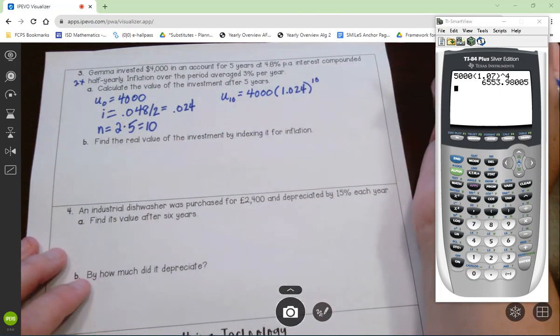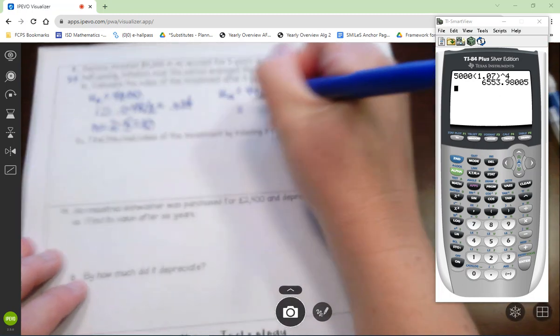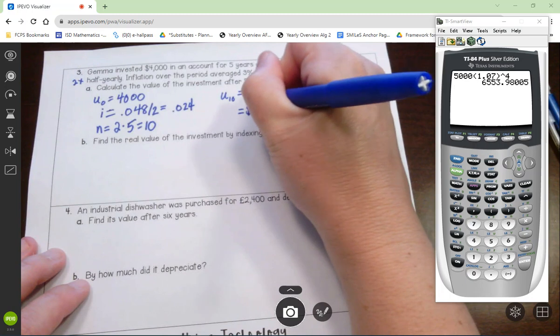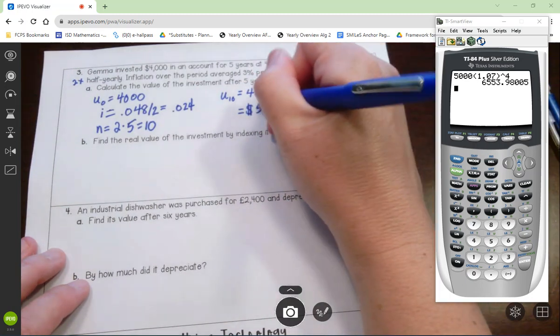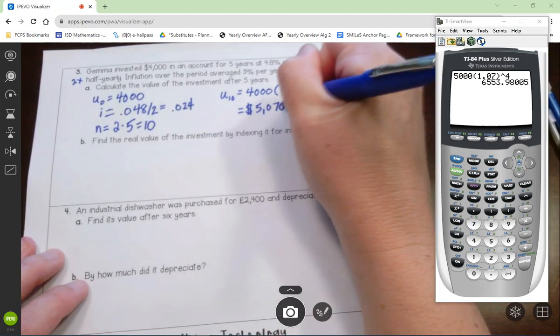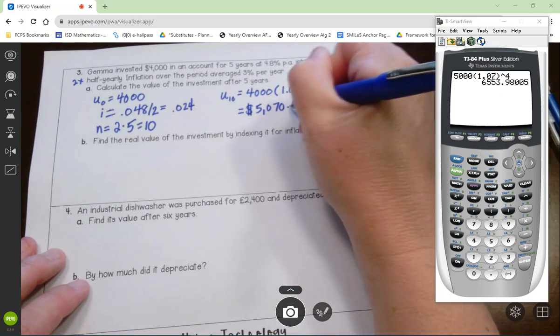So pause the video and put that in your calculator. Remember to put your unit, and I get $5,070.60 when I round to that.